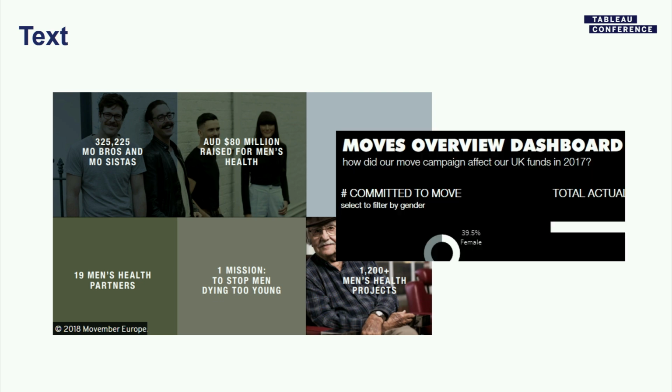You can also think about how you use text strategically in your dashboard. So for example, in the Movember dashboard, I added a subtitle to give us a sense of direction for our dashboard. Okay, what is the purpose of it? What are we trying to accomplish? When a user comes in and looks at it, what are the kinds of questions they should be asking?